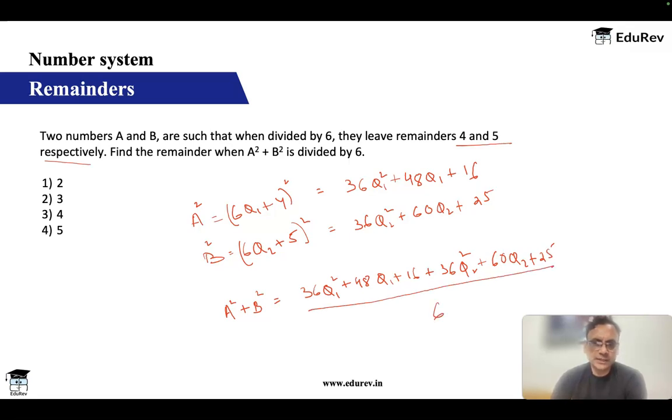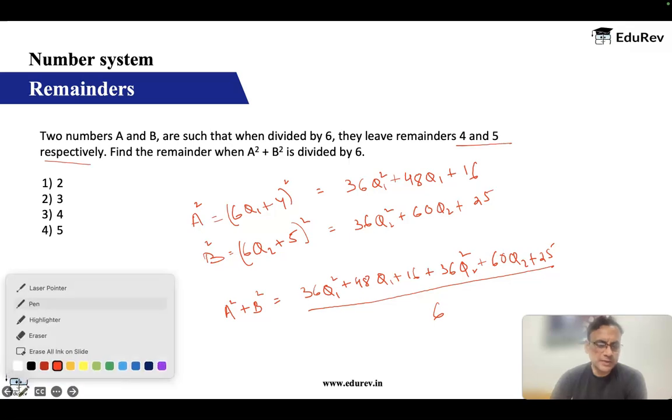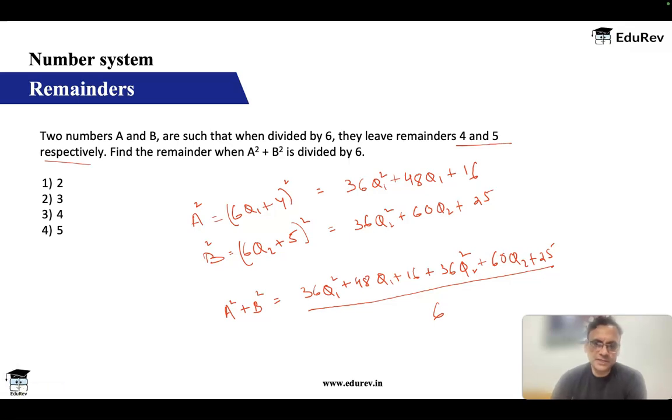So you can see which parts will get fully divided. Whichever are multiples of 6, this is a multiple of 6, this is a multiple of 6, this is a multiple of 6, this is a multiple of 6. So all these are multiples of 6. What is left now is 25 plus 16, which is 41 divided by 6, which will give me a remainder of 5. So your answer would be 5.